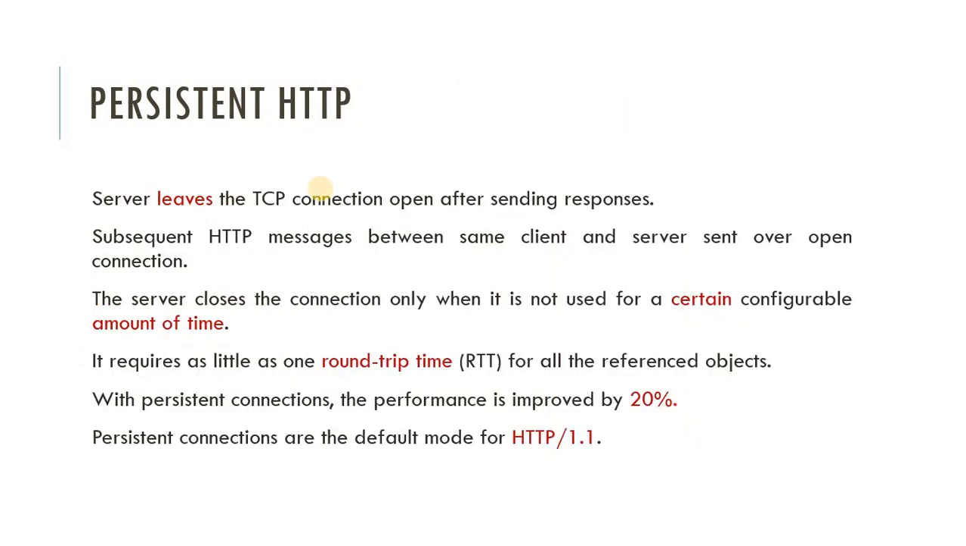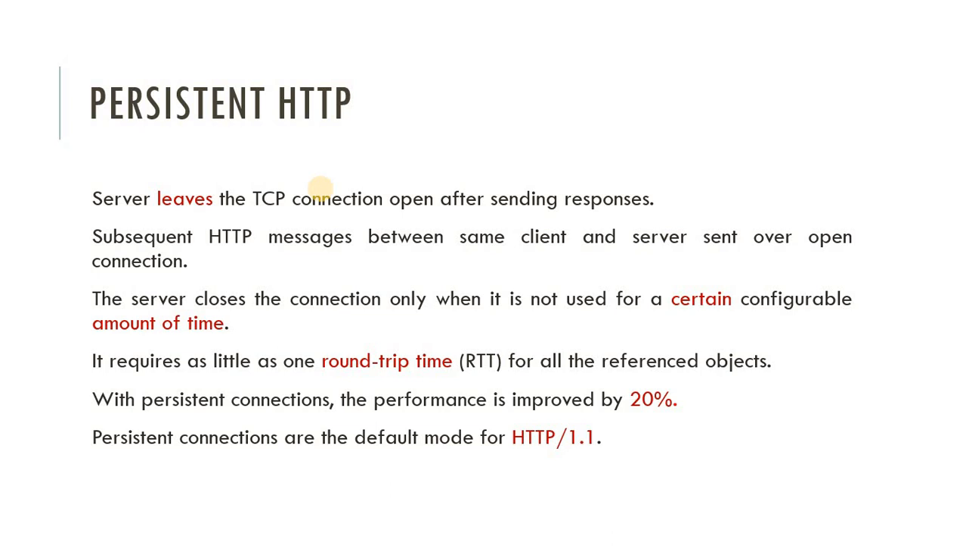In persistent HTTP, the server leaves the TCP connection open for sending responses. Subsequent HTTP messages between the same client and server are sent over the open connection. The server closes the connection only when it is not used for a certain configurable amount of time. So it requires as little as 1 round trip time for all the referenced objects. With a persistent connection, performance is improved by 20%. Persistent connections are the default mode for HTTP 1.1.